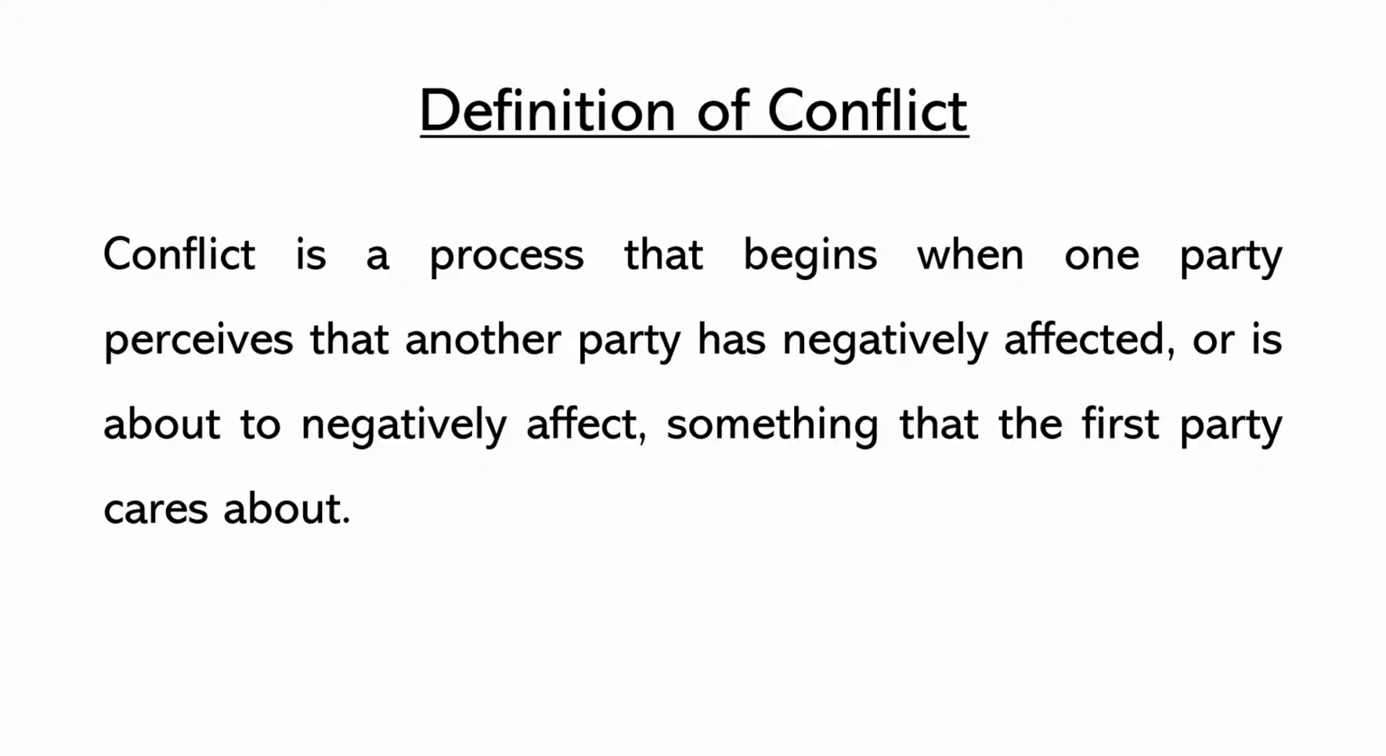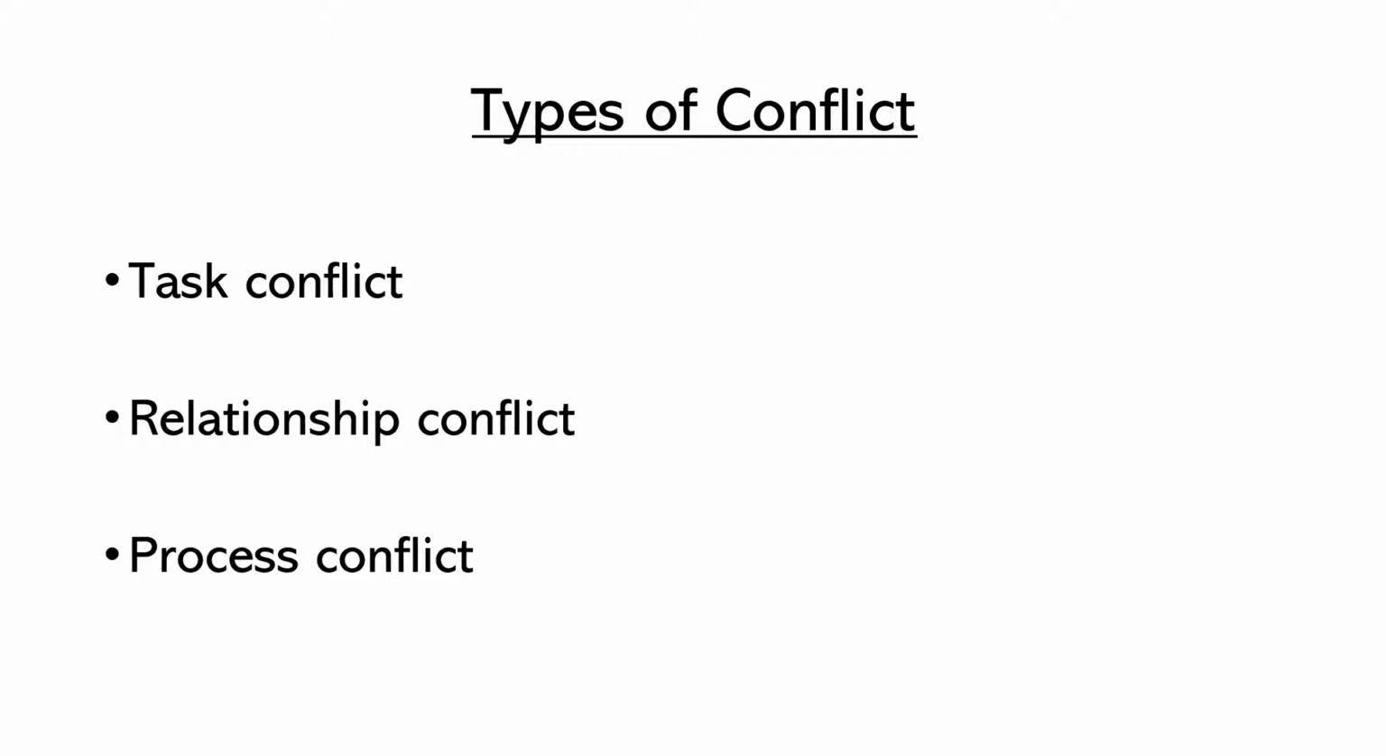So that is what this means, that when one party perceives or understands that the other party has negatively affected or is about to negatively affect something that the first party cares about. So that is what a simple conflict is. We know that whenever there is a difference of opinion, difference of nature, personality differs, because of all these things, a conflict can arise. Now, what are the various types of conflict? There is actually a broader classification with a lot of different types, but I have taken here mainly three different types of conflict.